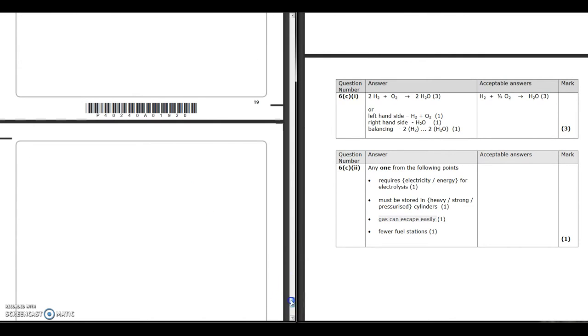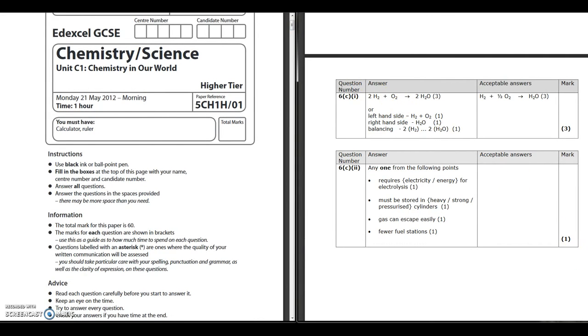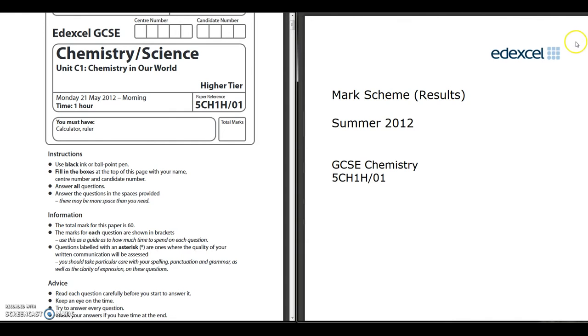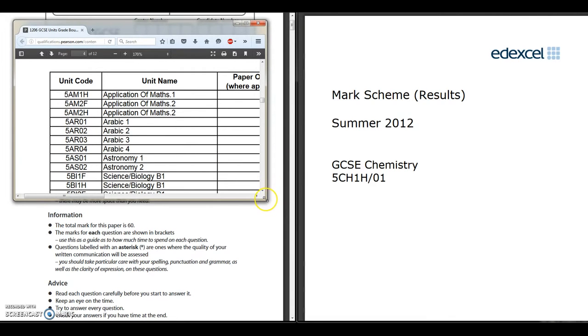Should be able to top that up and give me a score out of 60. If you do need any more help, come along and see one of us lovely science teachers. You might be wondering what your grade is after doing that, so we'll bring in our grade boundaries. Don't worry, you're not doing Arabic, I know that.